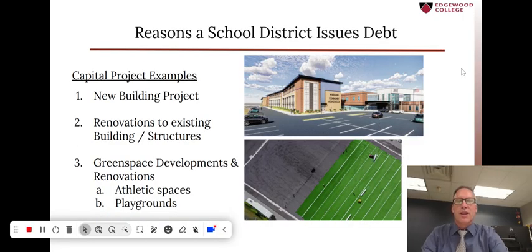Well, school districts, class, they issue debt for capital projects, and some examples of capital projects are a new building project, and you can see the picture there of an architectural drawing of a new building. Also to renovate existing buildings and existing structures, and also for green space developments and renovations such as improving their athletic spaces and improving their playgrounds.